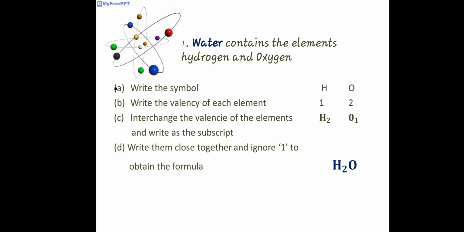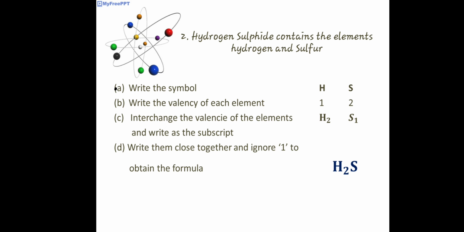So as I've said, ignore the 1. Kapag may 1 na subscript ang isang element, hindi na kailangan lagyan pa ng 1. Invisible na siya, constant na magiging 1 si oxygen. So the chemical formula for water is H2O. So now, let's proceed to another.